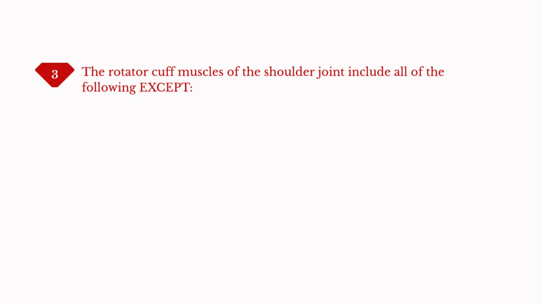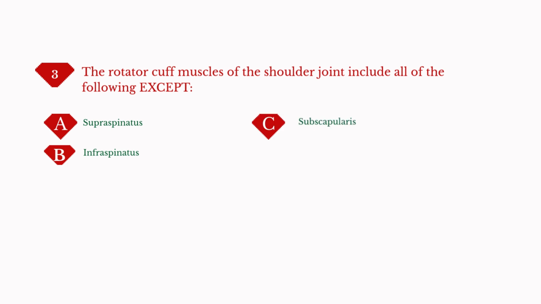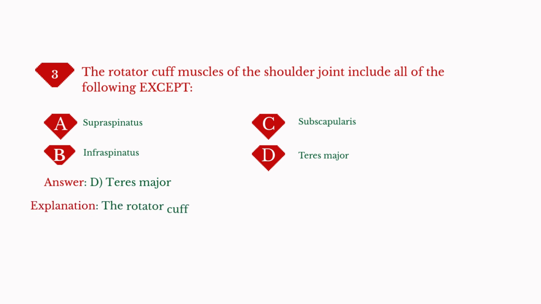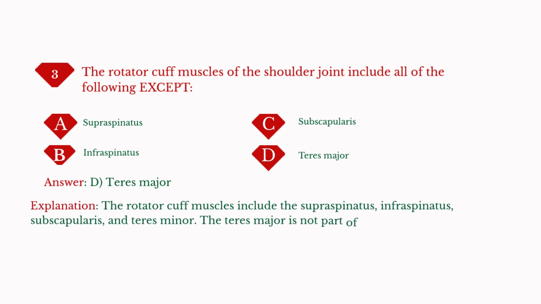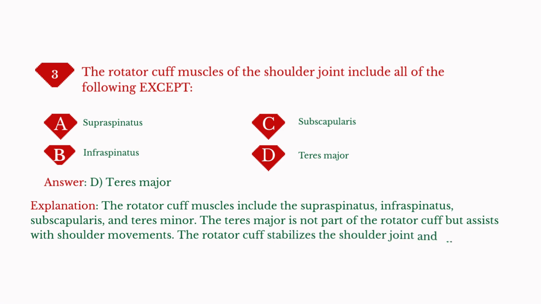The rotator cuff muscles of the shoulder joint include all of the following except: A. Supraspinatus. B. Infraspinatus. C. Subscapularis. D. Teres major. Answer: D. Teres major. Explanation: the rotator cuff muscles include the supraspinatus, infraspinatus, subscapularis, and teres minor. The teres major is not part of the rotator cuff but assists with shoulder movements. The rotator cuff stabilizes the shoulder joint and allows for a wide range of motion.